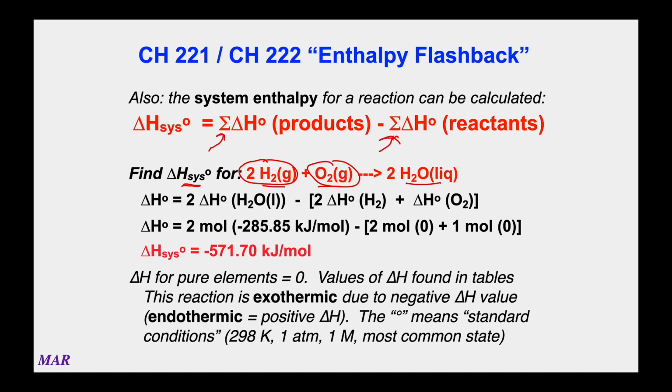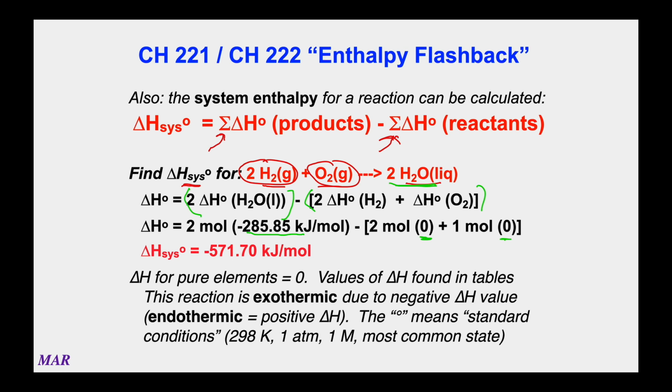So the overall way to find the delta H: products minus reactants. This part right here, that's the products. We have 2 liquid waters. And then there's a minus, and then the part in square brackets here, that's the enthalpy of the reactants. So products minus reactants. Now, the number that's right there, that's the value when you look it up for water as a liquid. If you look up hydrogen and oxygen, they have values of 0.